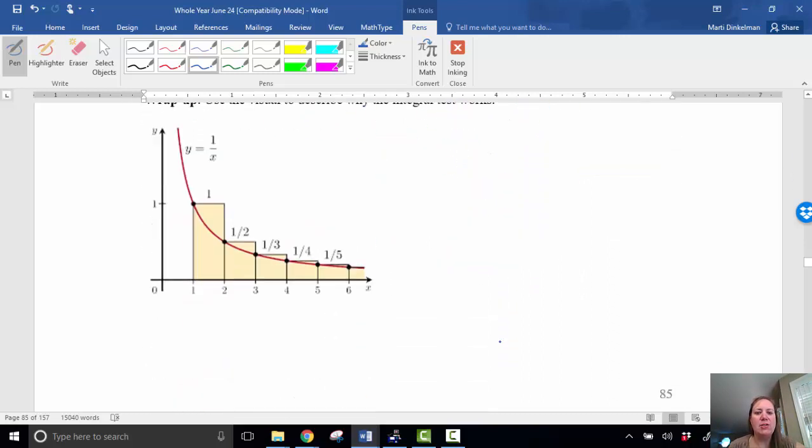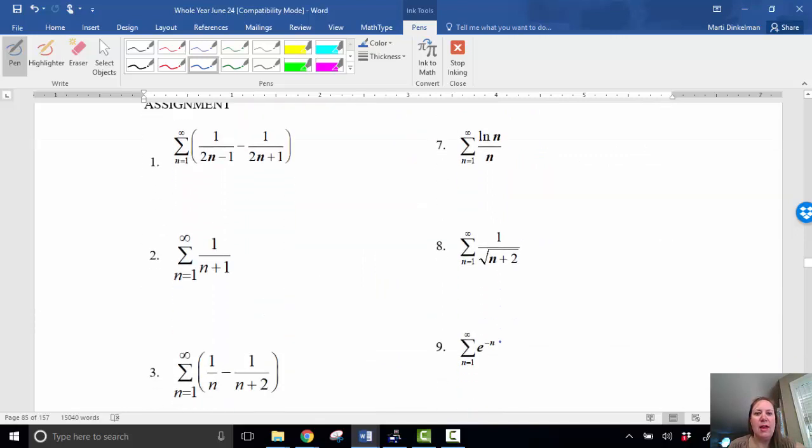Okay, so go ahead and get to the assignment, and you'll see some that are definitely in the form of telescoping. Actually, I'll do number 1 with you so that you can see what I mean. Our example was written out as telescoping and this one isn't. So what we would want to do is write it in expanded notation. We'll start with n as 1. If I plug a 1 in here, I get 1 over 2 minus 1, so that's going to be a 1. And then if I plug a 1 in here, I'm going to get 3 there.